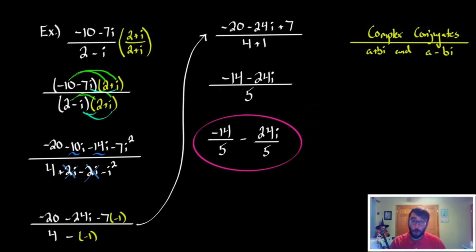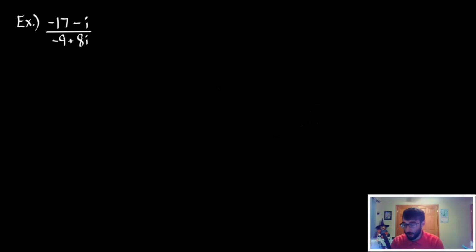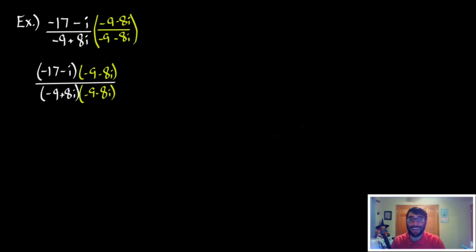Let's cover just one more division problem because these can be a little tricky. All right, so let's take a look at this other division problem. Now, remember, once again, we cannot have i in our denominator because that is the same as having a radical in our denominator. So what we're going to have to do is multiply by the conjugate of the denominator. And the conjugate of negative 9 plus 8i would be negative 9 minus 8i. So we're going to multiply both the numerator and denominator by negative 9 minus 8i.